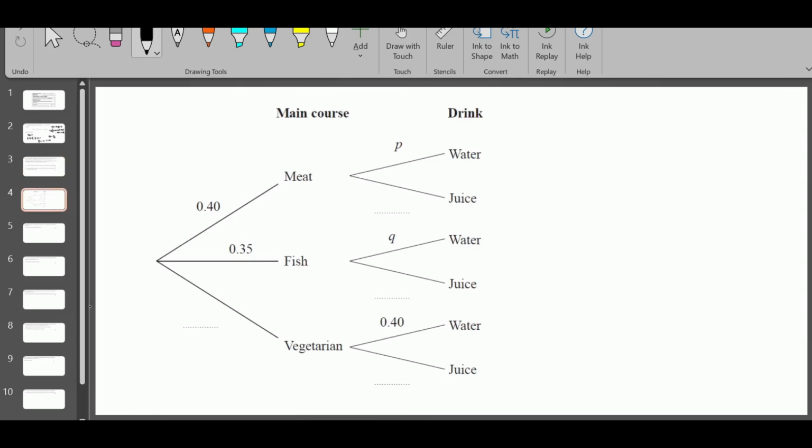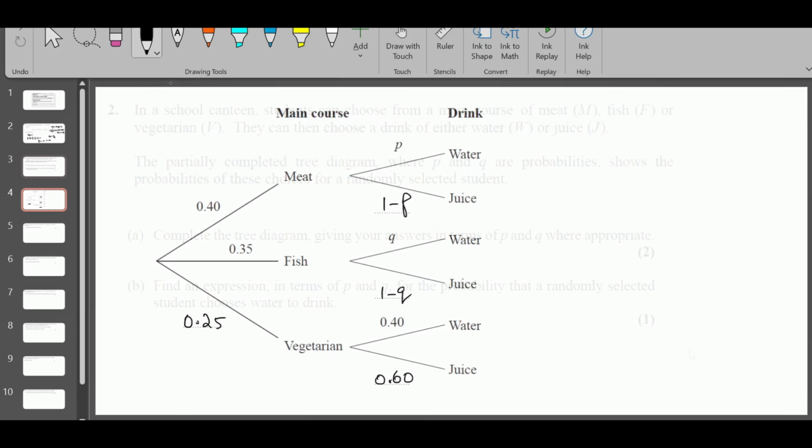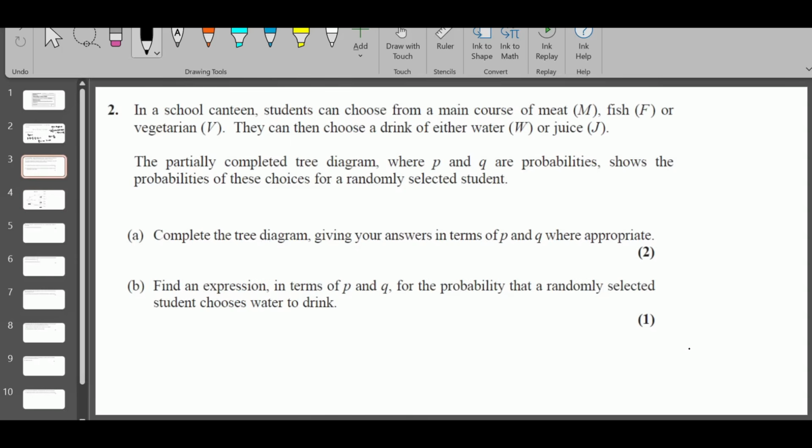You should always know that the sum of these probabilities should be equal to 1. So if these two are 0.75, this is 0.25. If this is P, this will be 1 minus P. If this is Q, this will be 1 minus Q, because the total probability should be 1. This is 0.4, so this will be 0.6. That's all.